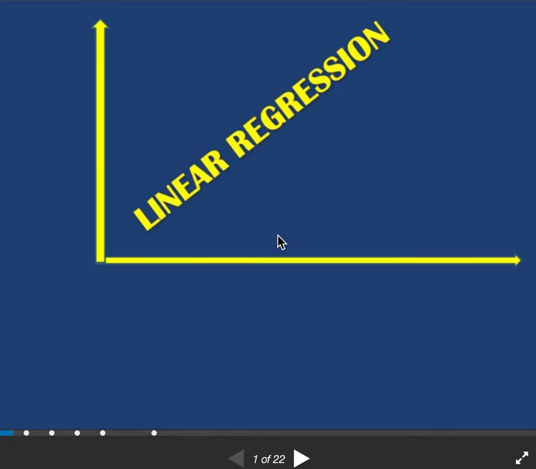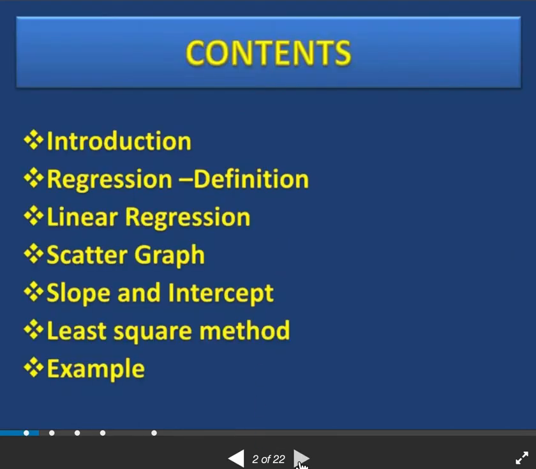So Lab 10, we're going to look at linear regression. This is basically a statistical method we use to determine the relationship between dependent and independent variables. So we'll talk about all of those. So the introduction, we're going to go through regression, the definition, a linear regression, scatter graph, slope and intercept, the OLS, or the least square method, and then also an example.